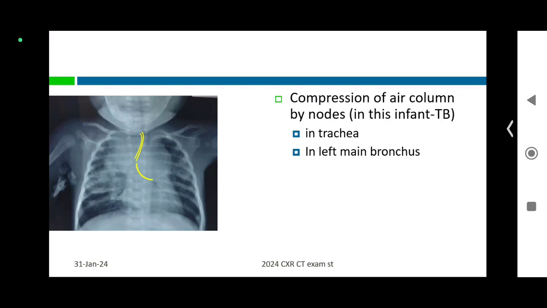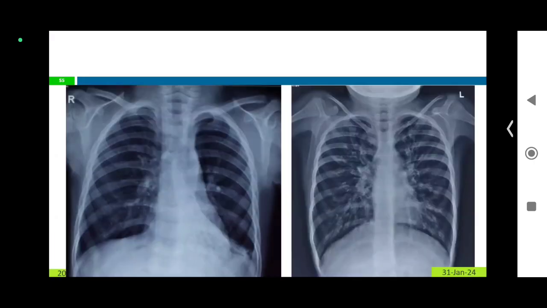This child had an endobronchial TB. Okay? Now, something to do with the airway. What do you see here?